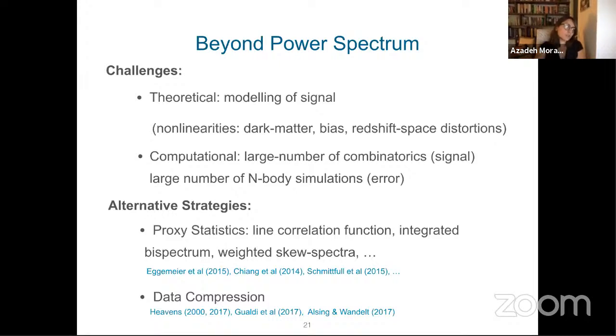And that is to construct proxy statistics, which capture fully or partially the information in the bispectrum in an optimal way, that is, optimal in constraining a certain set of cosmological parameters. Examples of those are line correlation function, integrated bispectrum, weighted Skew-Spectrum, and etc. The other approach has been trying to compress the data into a few numbers, basically, that are again constructed such that they are optimal in constraining cosmology.